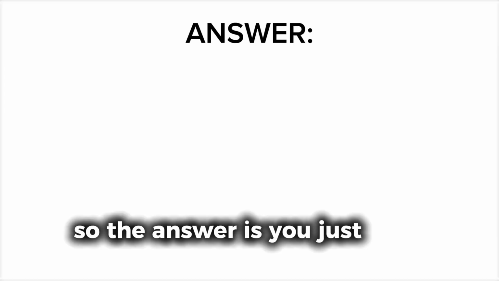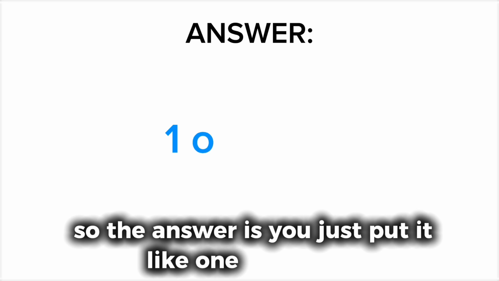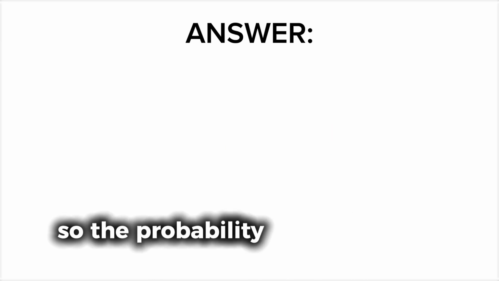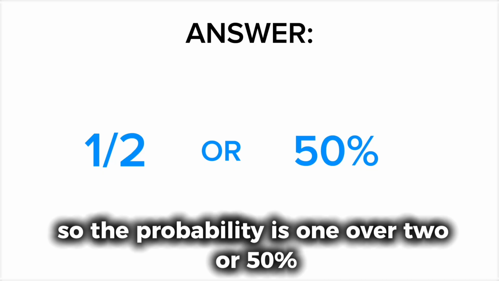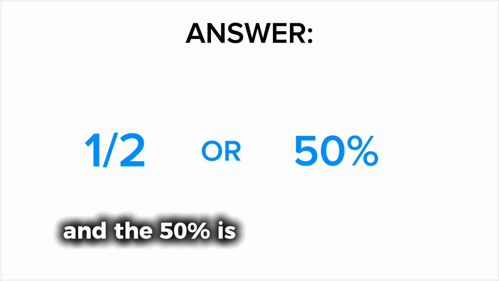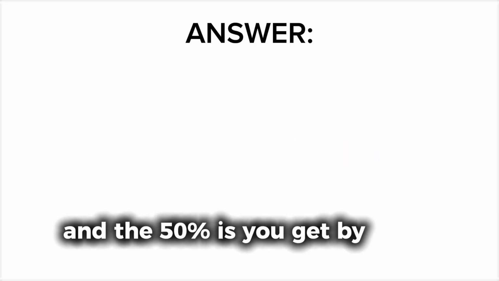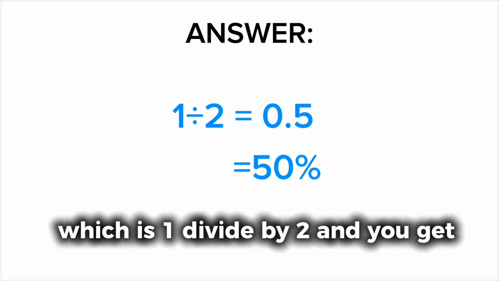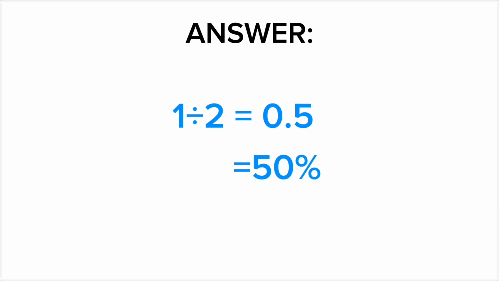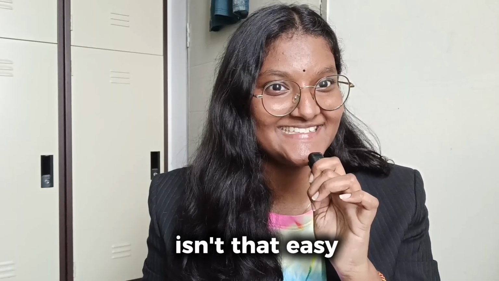The answer is you just put it as 1 out of 2. So the probability is 1 over 2, or 50%. And you get the 50% by 1 divided by 2, which is 0.5, or 50%. Isn't that easy?